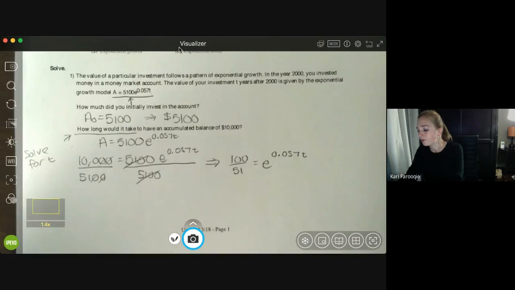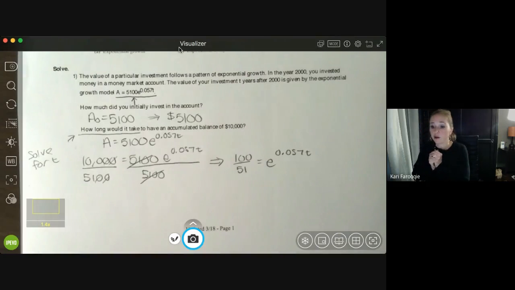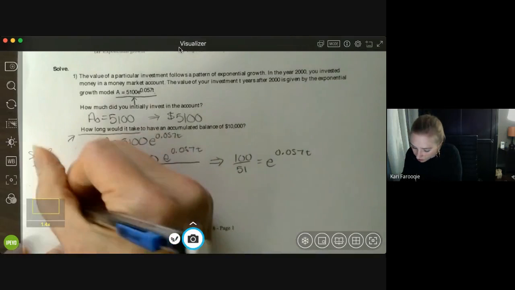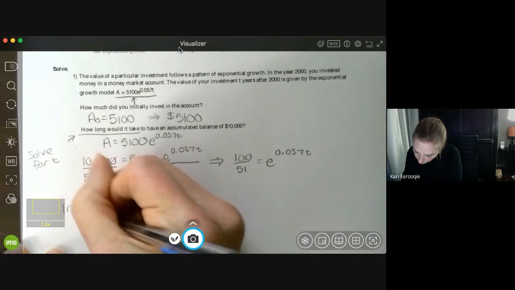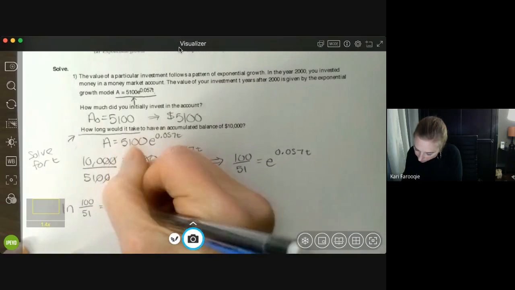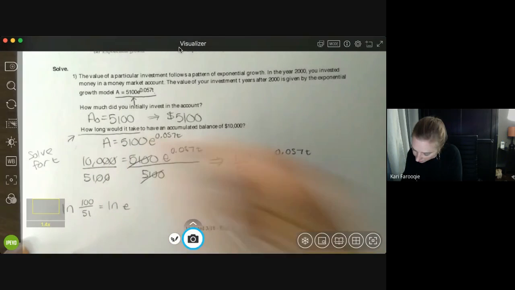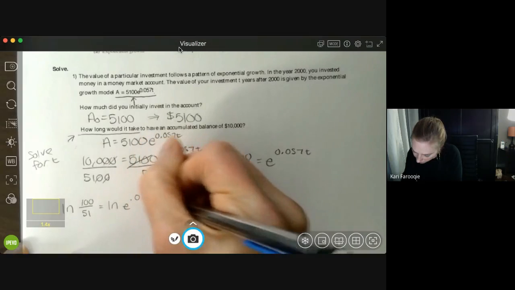Okay. All right, so now we're trying to solve for t. In order to get t out of the exponent, we're going to have to apply a natural log. Remember that we cannot solve for t as long as it's in the exponent. We have to pull it out. And we're going to put a log in front of it so that we can pull the exponent down in front. So I'm going to apply a log to both sides. Natural log 100 over 51 equals the natural log of e to the 0.057t.